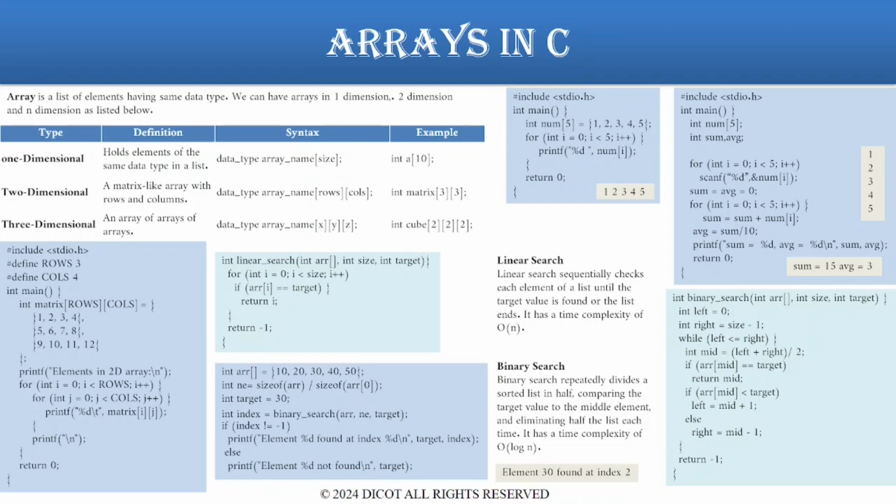Matrix of 0, 0 will use the element in the first row and the first column. Matrix of 0, 1 will use the element in the first row and the second column. Matrix of 1, 2 will use the element in the second row and the third column, and so on. The output of this program is elements in two-dimensional array are 1, 2, 3, 4, 5, 6, 7, 8, 9, 10, 11, 12.